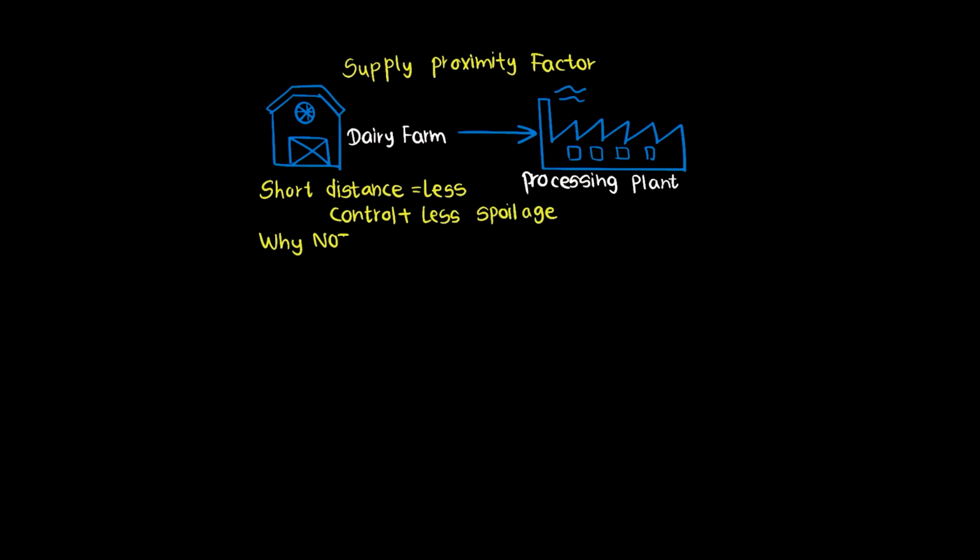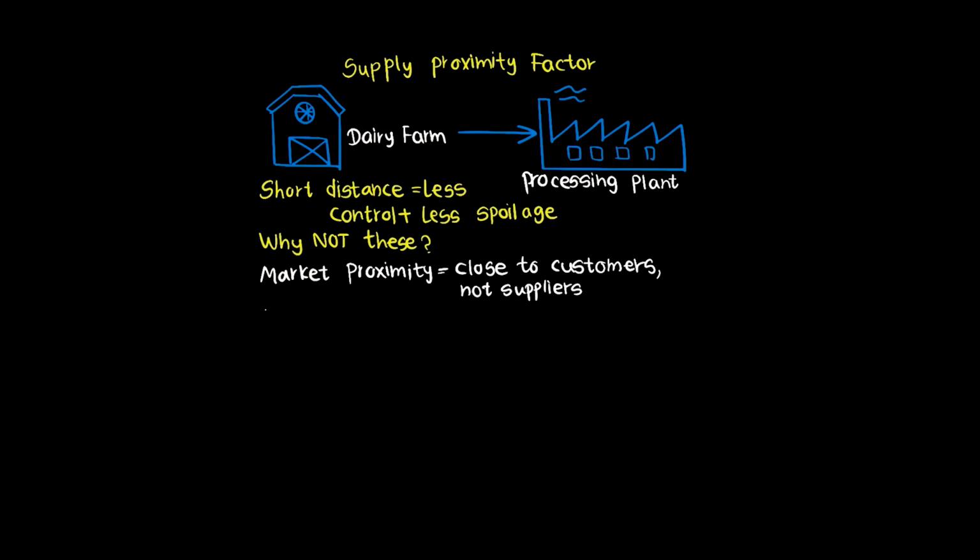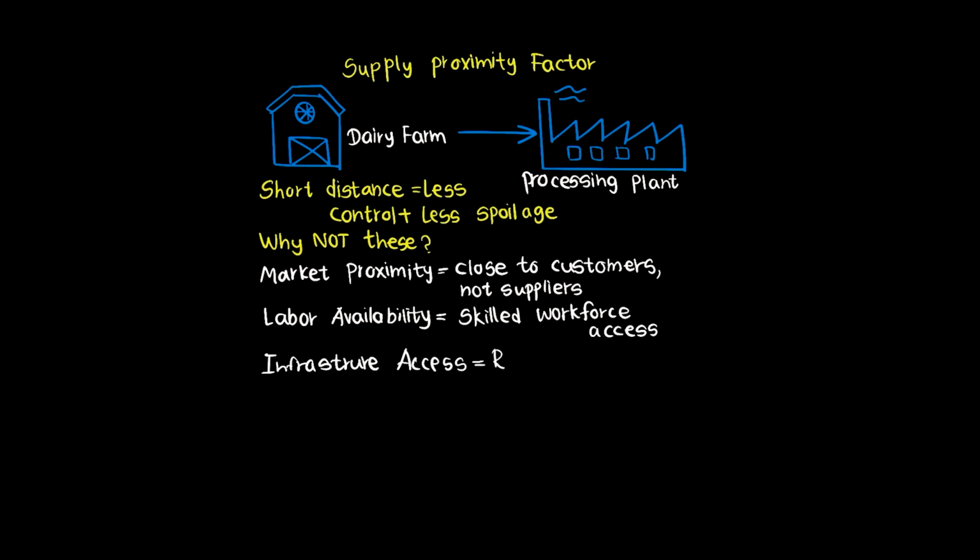Market proximity would mean being close to the end customer or distribution hub. That is not what is happening here. The company cares about being near the upstream source, not the downstream buyer. Labor availability focuses on finding a location with enough skilled workers. Important, sure, but the question says the company ranks raw material access above everything else. Infrastructure access is about roads, ports, utilities, and tech services at a site. Again, not the driving factor for this decision.